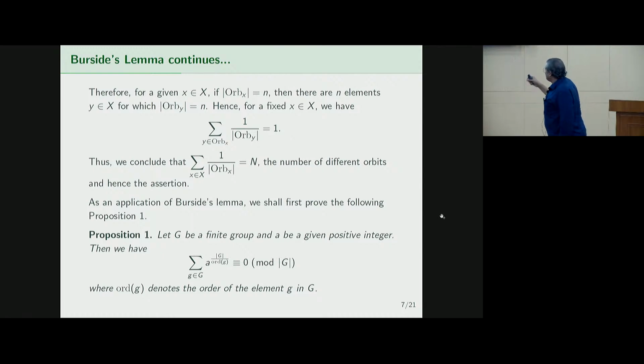So what one has to prove is that N_g is nothing but a power cardinality G by order of g. For that we are going to take some group actions, and using that group action we will get this.